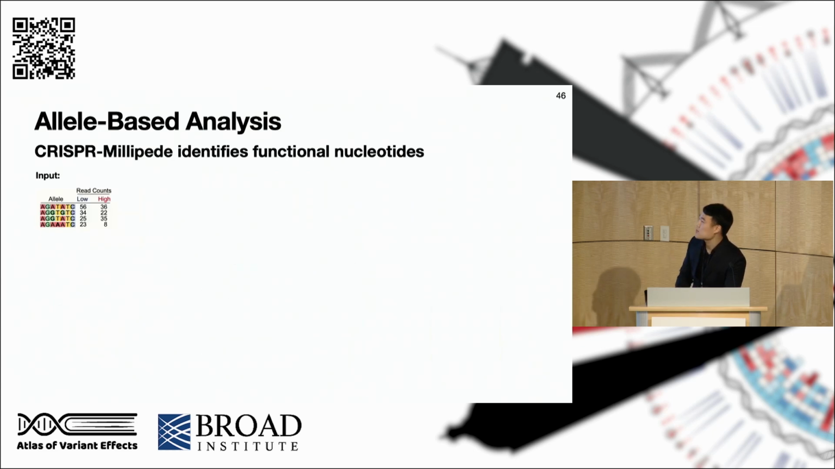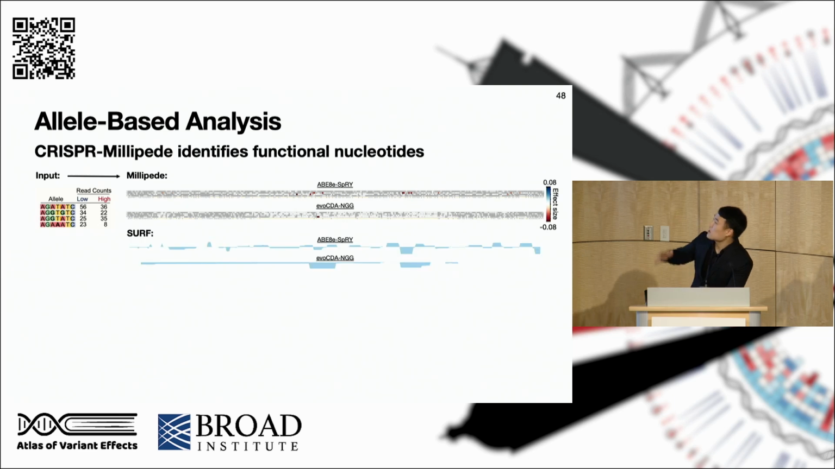We can also take these per allele counts across populations and feed them into CRISPR millipede to get a per nucleotide resolution understanding of this region of interest. And then we can orient ourselves again with the SURF results, again highlighting that same region of interest that I've been talking about and zooming in.